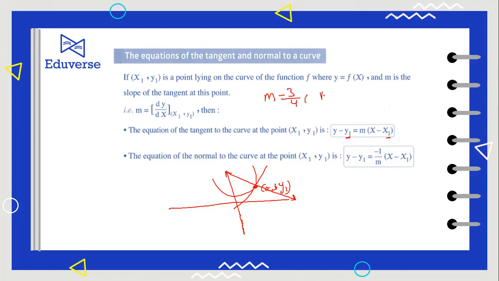Like if the slope of the tangent is 3 over 4, here is the tangent and here is the normal. The slope of the normal will be: change sign and reciprocal. Change sign, it will be negative 3 over 4, then reciprocal, 4 over 3. So if the slope of the tangent is 3 over 4, then the slope of the normal is negative 4 over 3. Change sign and reciprocal, because they are perpendicular lines. Okay.